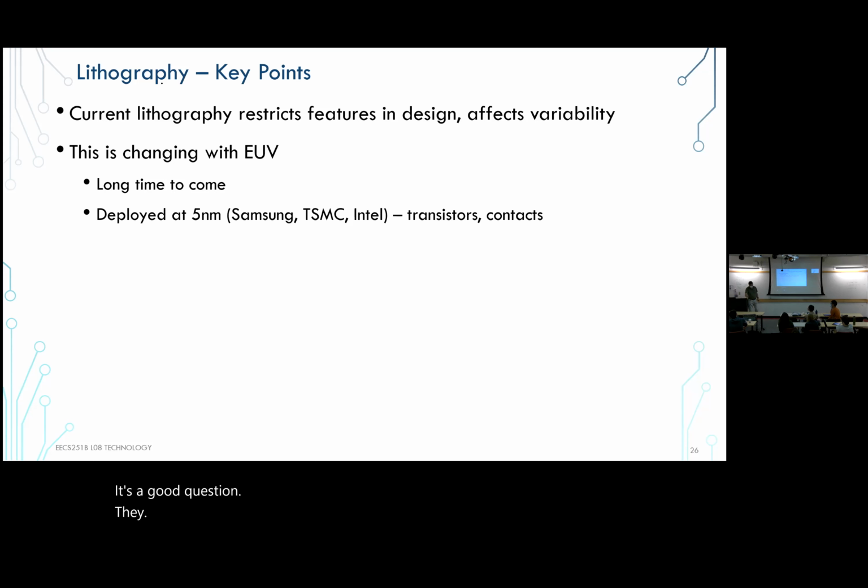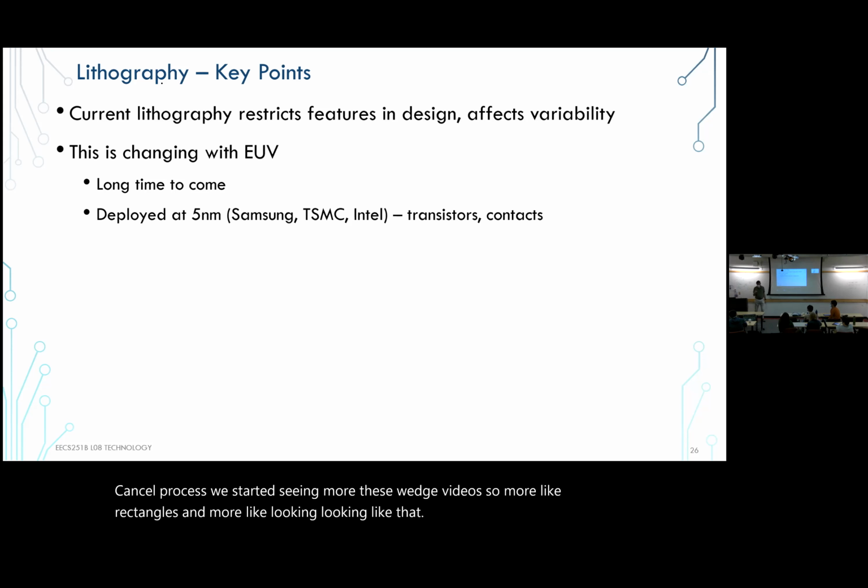They have changed their shape. So the question is, how are the vias scaling? They've changed their shape. If you look at tinted processes, before that, we had these nice square vias that people have gotten used to. In tinted process, we started seeing more of these wedge vias, more like rectangles and more like looking like that. That is also an implication.